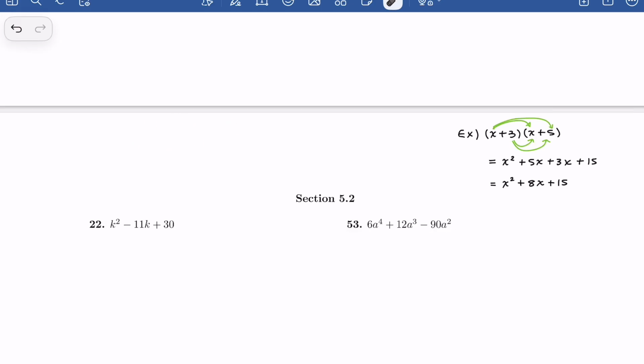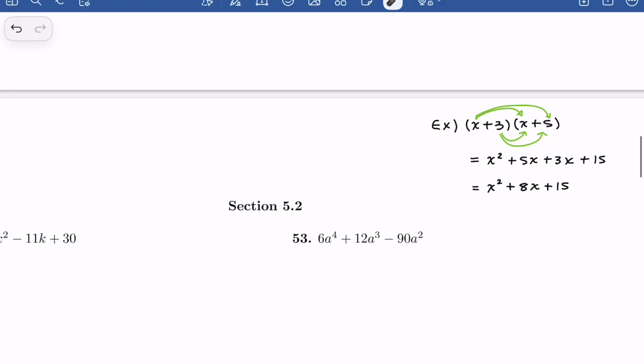Now in section 5.2, we're going to be looking at factoring trinomials. So these will be polynomial expressions that have three terms. Now the easiest types of trinomials to factor are those where the coefficient of the second degree term is 1. So those are the first two examples we're going to look at in this video. But before we do that, I wanted to show you this example here.